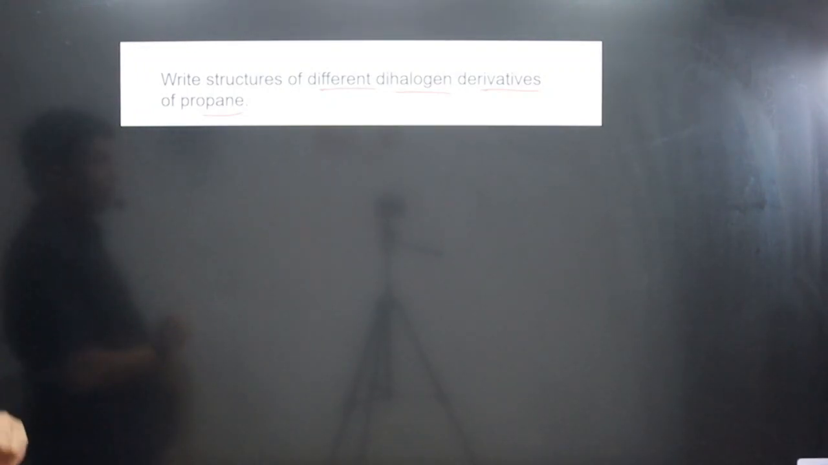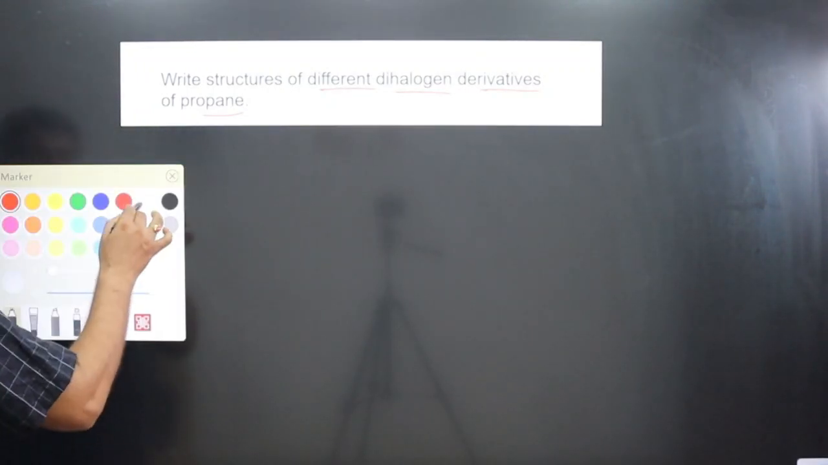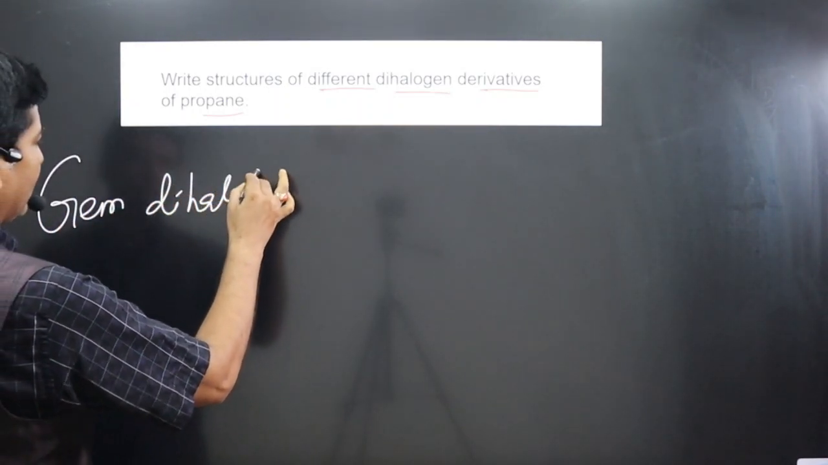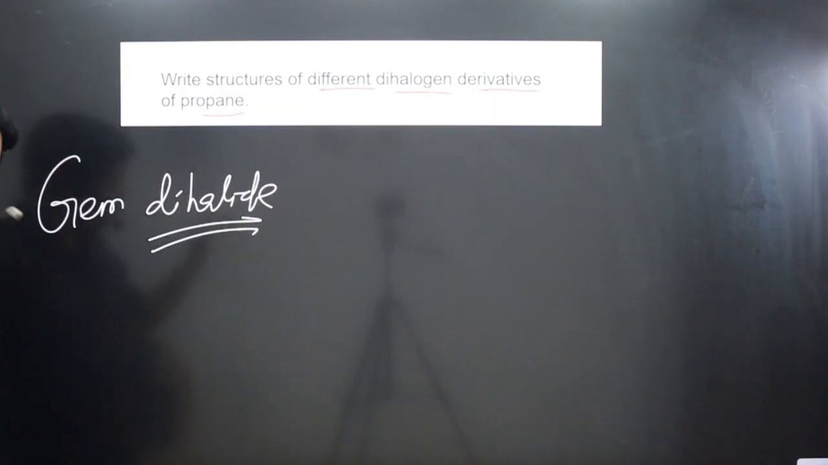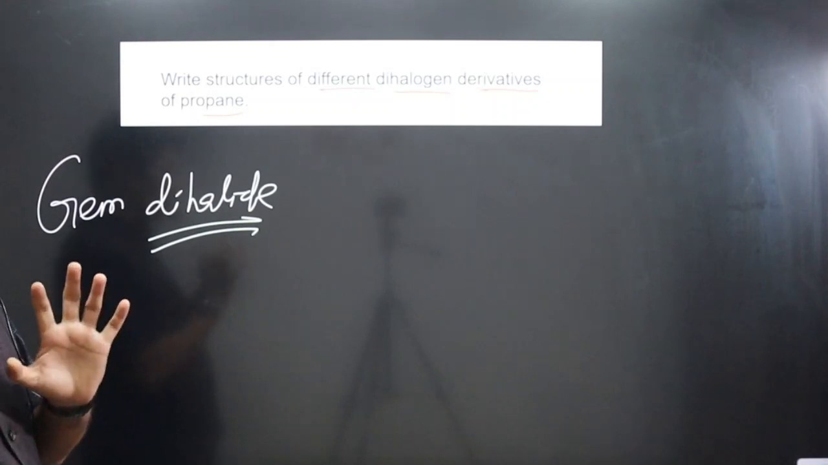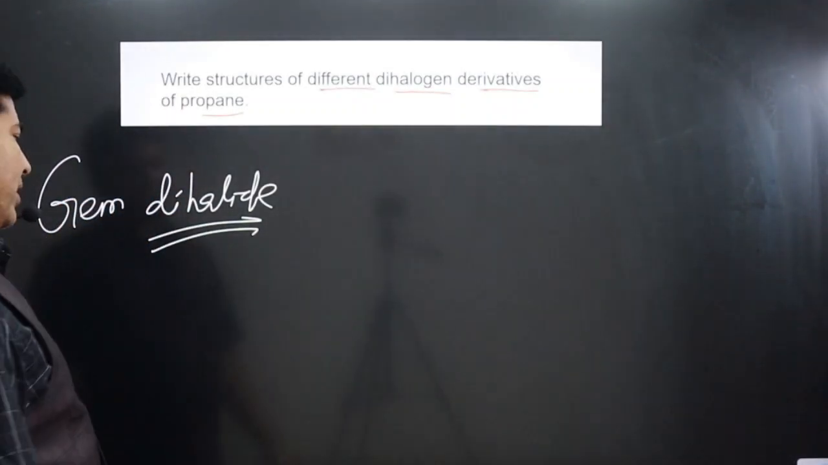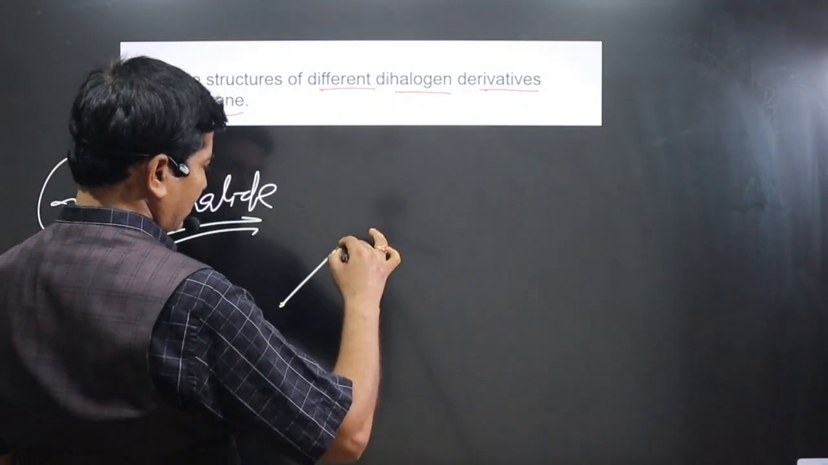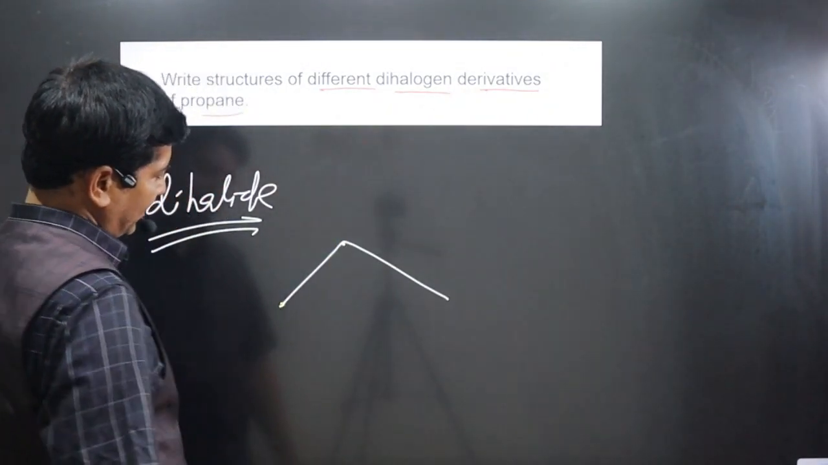First we complete gem dihalide. Gem dihalide means two halogens are connected to the same carbon. We have propane, the parent chain. How many carbons are there? Three carbons. First carbon, second carbon, and third carbon.